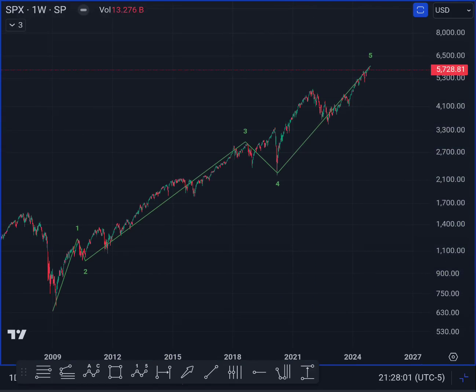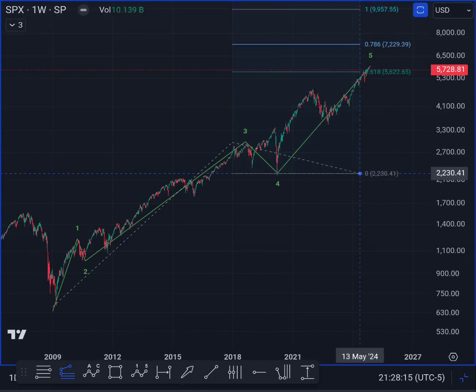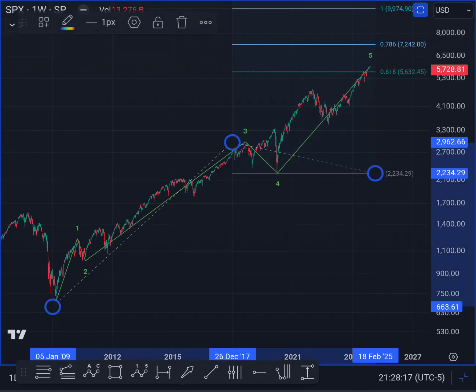So if that is the count, we want to measure it from the low, which just so happens to be 666 if you didn't know. And we'll measure to the top of wave 3, project from the low of wave 4, giving us the 618 as a target.